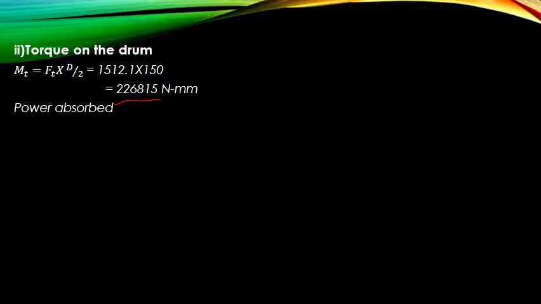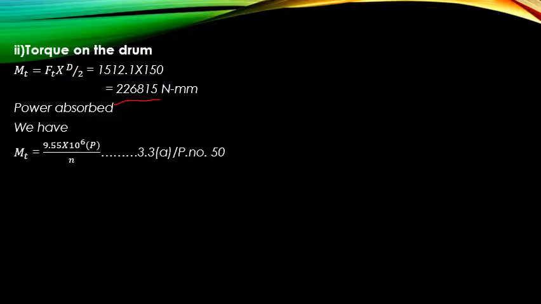So now the power absorbed has to be found out. So we have the relation between torque and power. From this we can obtain the value of the power that is absorbed. So just substituting the value of the torque and the RPM, we get the value of power as 2.375 kilowatt or kilojoules per second.